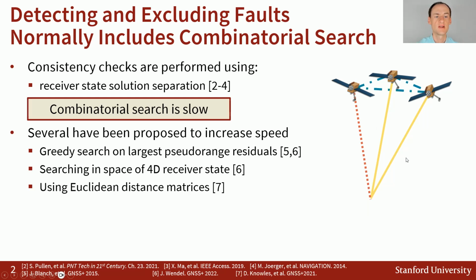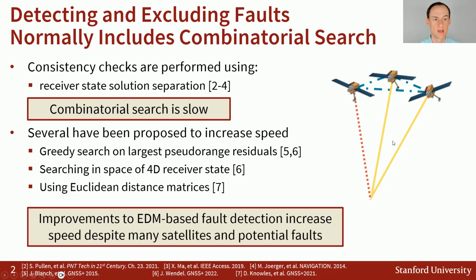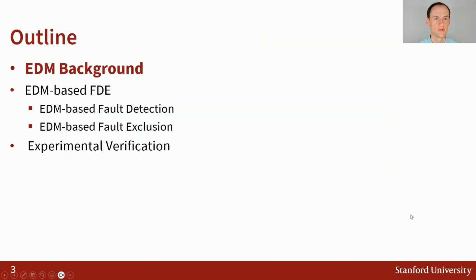And then a final method uses a tool from graph theory called Euclidean distance matrices. This work I presented 2 years ago uses Euclidean distance matrices in a novel way, which I'll talk a bit more about. Over the past 2 years, we've had improvements to this EDM-based fault detection that increases its speed despite many satellites and many potential faults.